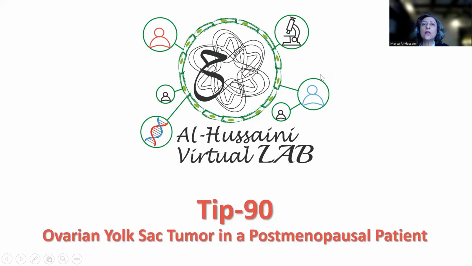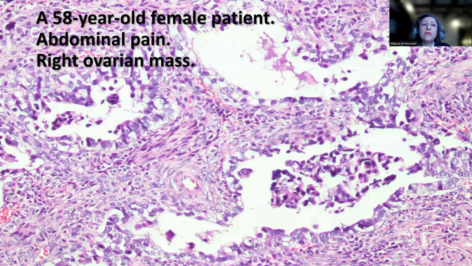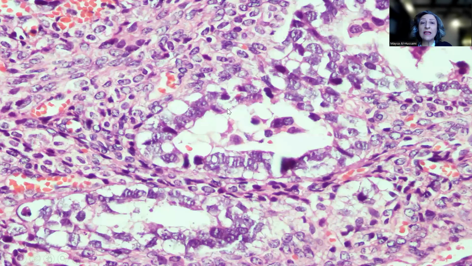What I'm going to be sharing with you today is a nice example of ovarian yolk sac tumor arising in a postmenopausal patient. So this is a case of a 58-year-old female patient who presented with abdominal pain and was found to have a large right ovarian mass. And as you can see here from the low power magnification, there is this prominent glandular proliferation lined by those atypical, highly atypical epithelial cells.